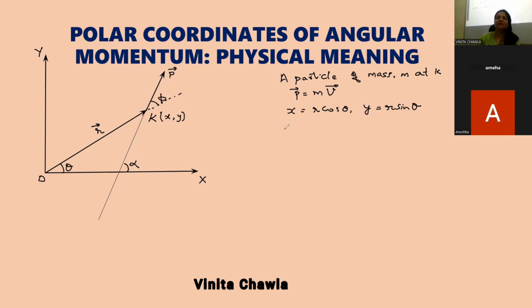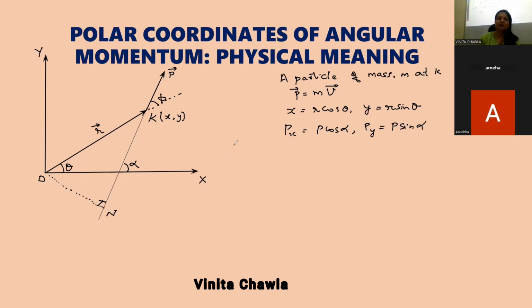So we can write the x and y components of linear momentum also. The x component of linear momentum can be written as p cos alpha, while the y component of linear momentum can be written as p sin alpha. Okay? Join this. This is the perpendicular on the line of action of P, n. Okay, mark this point as n.